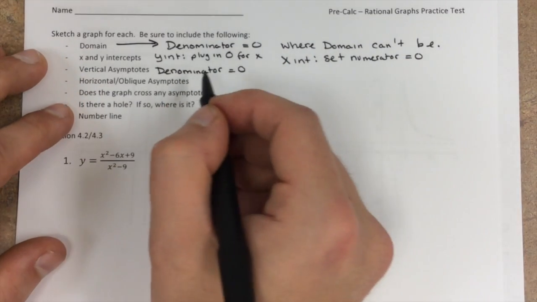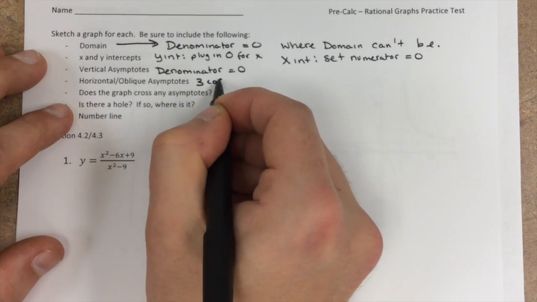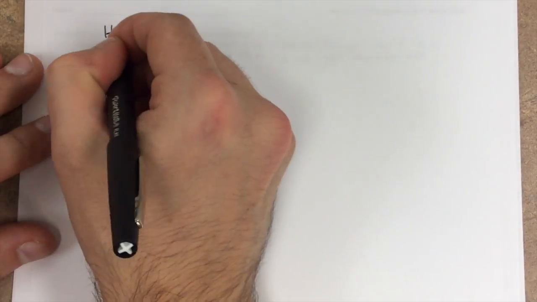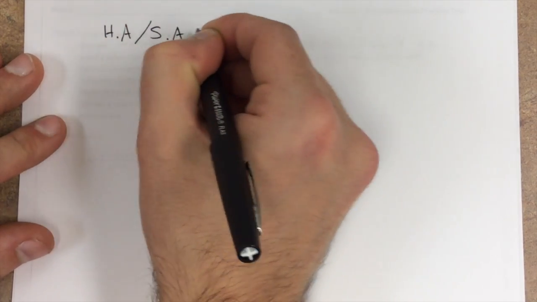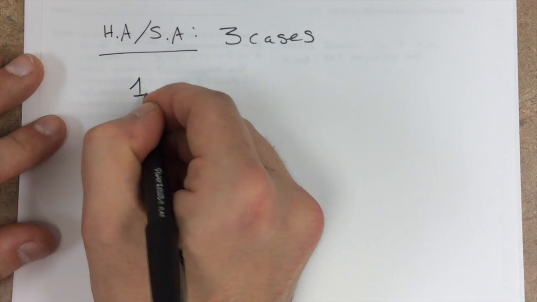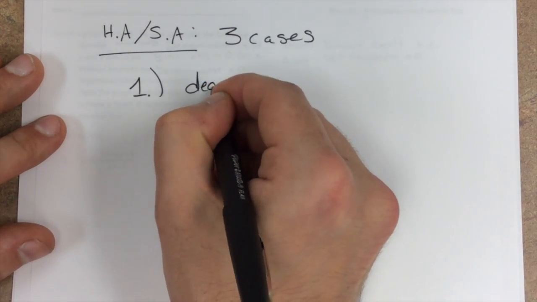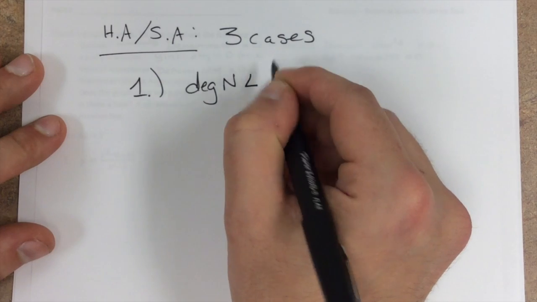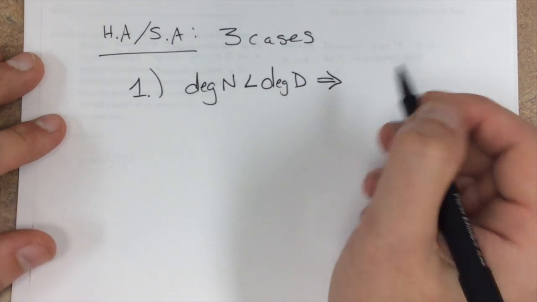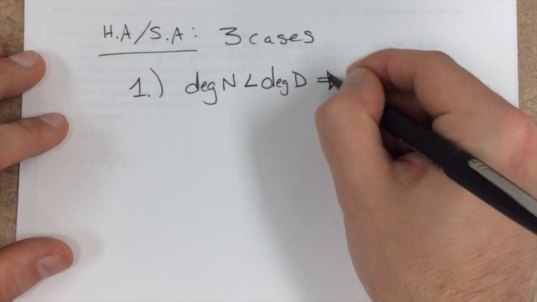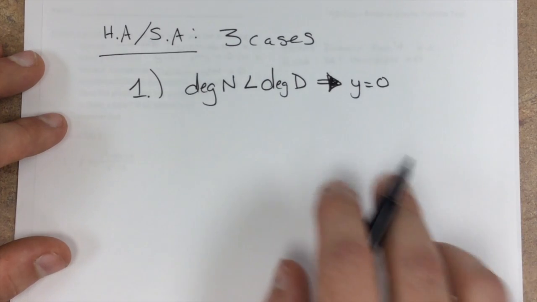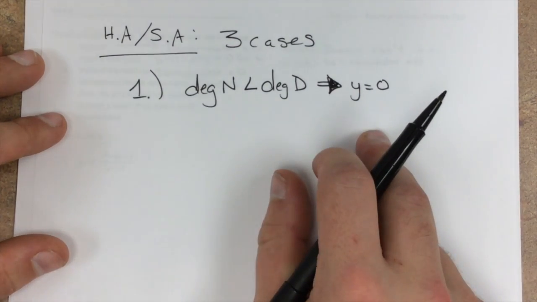Horizontal asymptotes, we have 3 cases. With horizontal or slant asymptotes, 3 cases. First case, if the degree of the numerator is smaller than the degree of the denominator, then we will always write y equals 0. You need to write y equals 0 because this is the equation of a horizontal line.